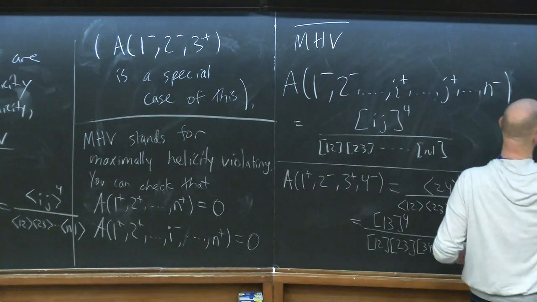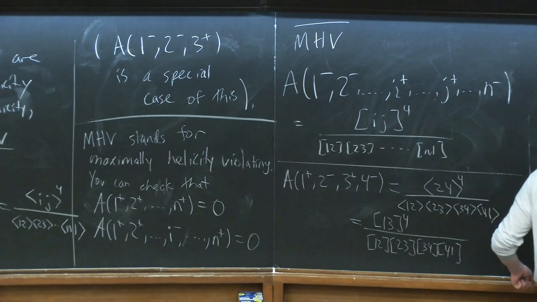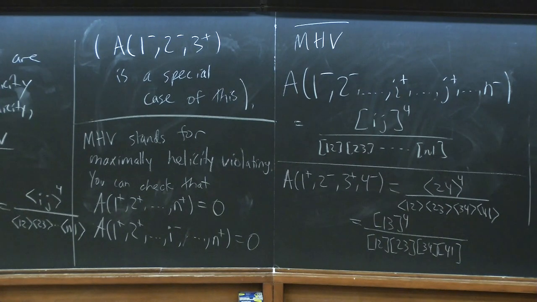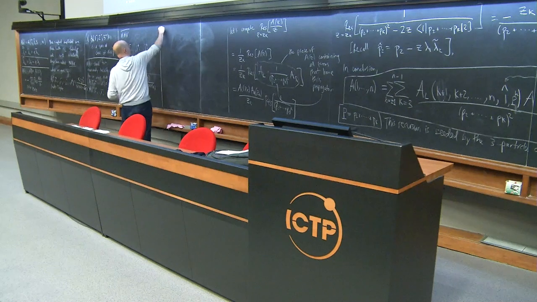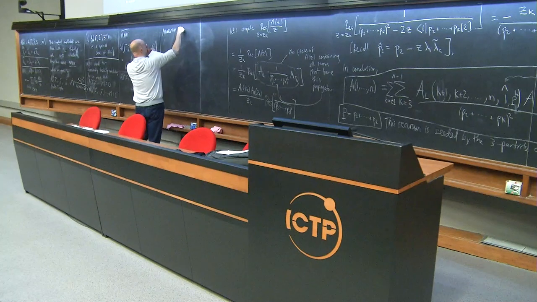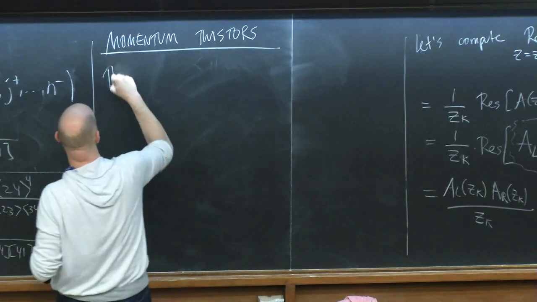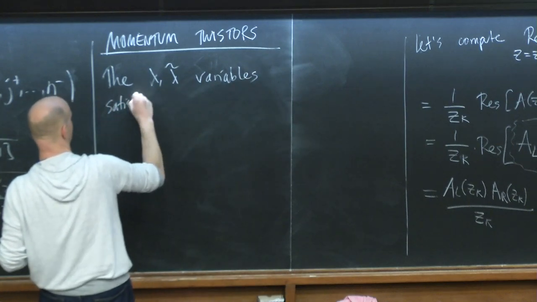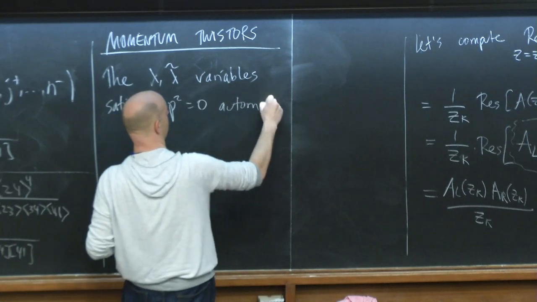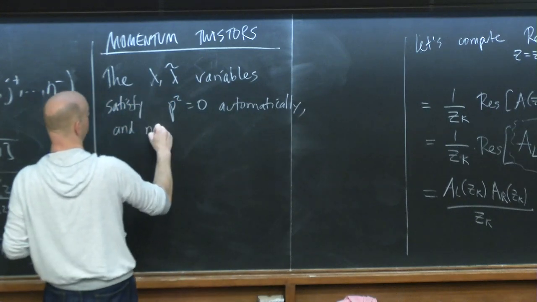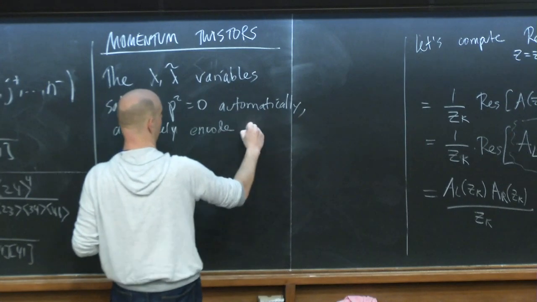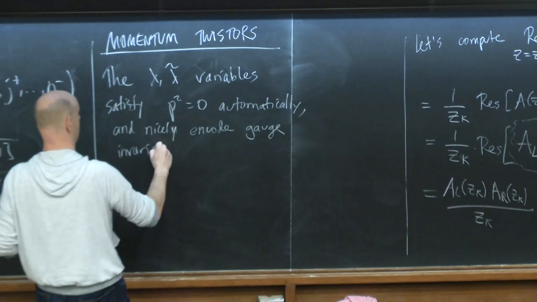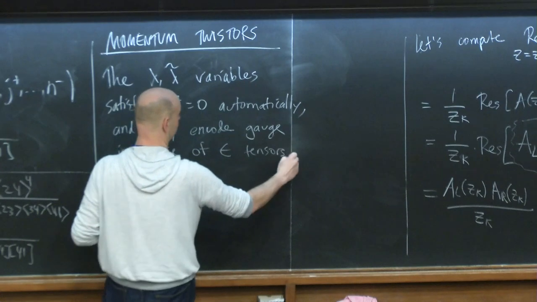So the next thing that we're going to do is to alleviate that problem. Actually, let's just jump right in. So this takes us to the variables called momentum twistors. Let's just recall, the lambda tilde variables satisfy lambda tilde squared equals zero automatically, and nicely encode gauge invariance of the epsilon, of the polarization tensors. So that's what I discussed in the last two lectures.